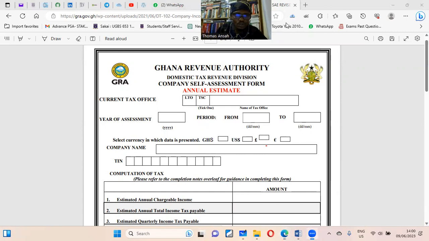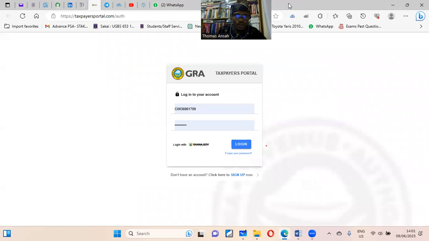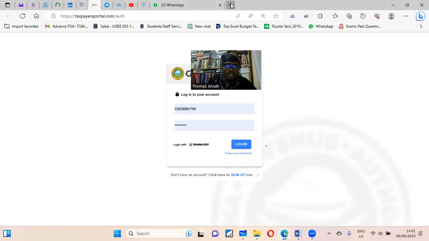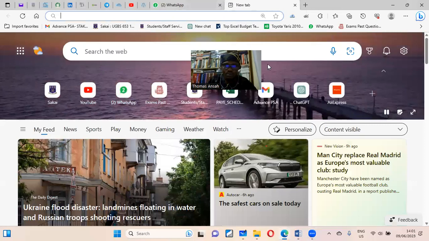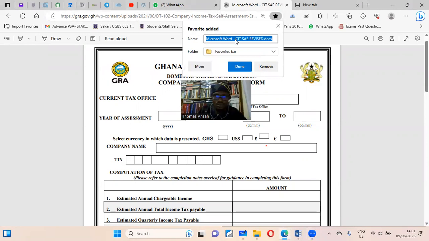All right, so let's go back. So that is the return, okay? For individual, if you are an individual, you will choose the individual one. I hope I did not lose that thing. Oh, I did. Let's just go back and reopen, close tab. So this is it. And as a matter of fact, let me just pin this one on my toolbar. All right, so that it should be there.